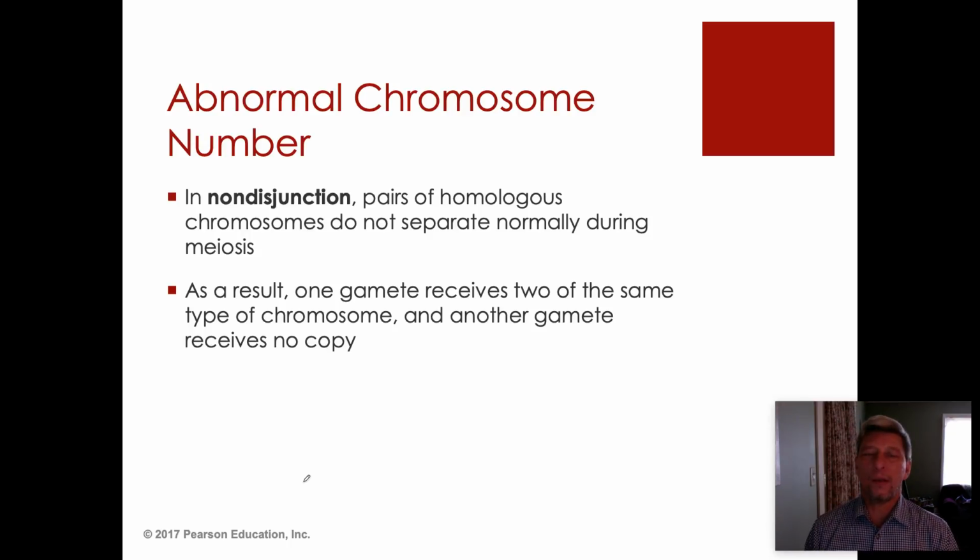Well, the most likely way for this to happen is during a process called nondisjunction. During meiosis, the homologous pairs of chromosomes should separate during meiosis 1 and then again during meiosis 2 to form the gametes. However, during nondisjunction, these pairs of chromosomes do not separate like they should. And as a result, one of the gametes will receive two of the same kind of chromosome, and another gamete will receive no copy of that chromosome.